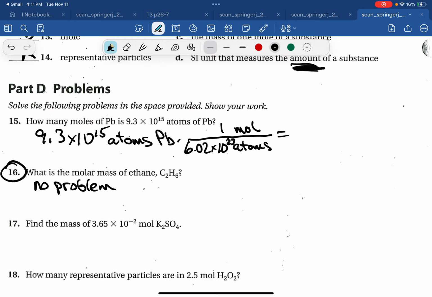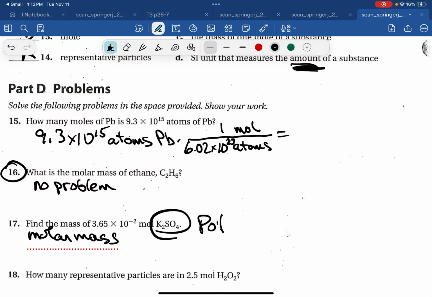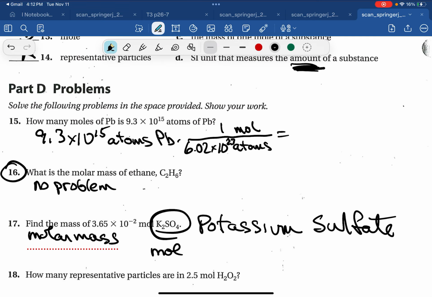Find the mass of 3.65 times 10 to the minus 2 moles of K2SO4. I think we're going to need the molar mass first, which you know how to do, of K2SO4. By the way, K2SO4, potassium sulfate, right, K2SO4. But we're finding the mass. So once you get the molar mass, you've got the moles here, and you're going to multiply that by the molar mass, which is in grams per mole. So the moles will cancel. So you're ready to go on that one.